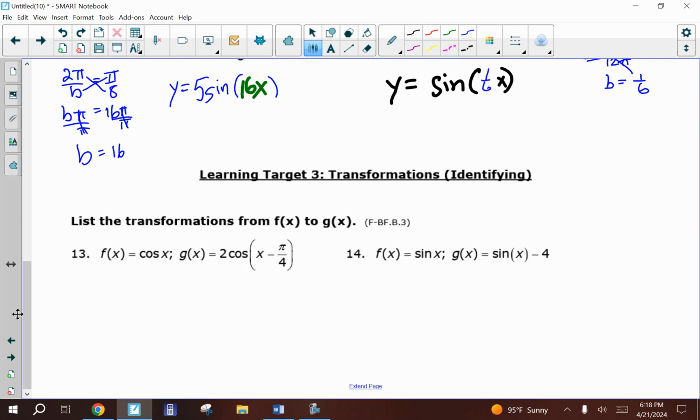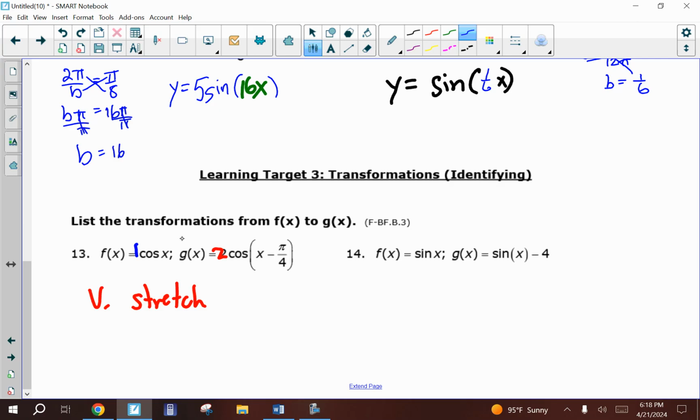Okay, target 3 is identifying the transformation. So you just have to use words and describe how the graph moves. So you have to compare the numbers before and after. So like, for example, this has a 1 in front, and now it switched to a 2. So that's going to be called a vertical stretch.